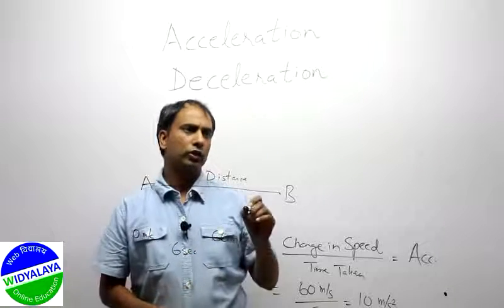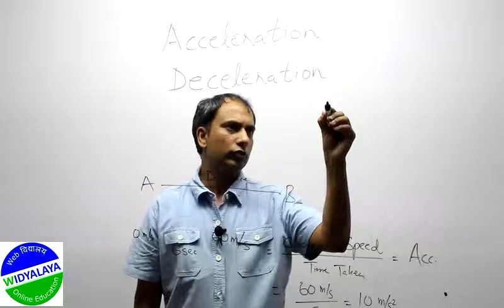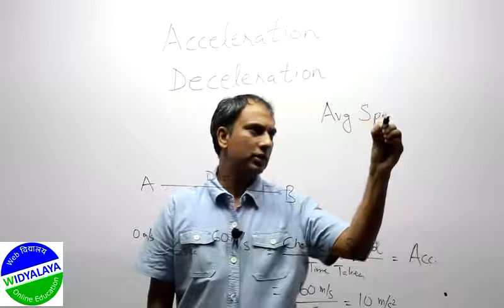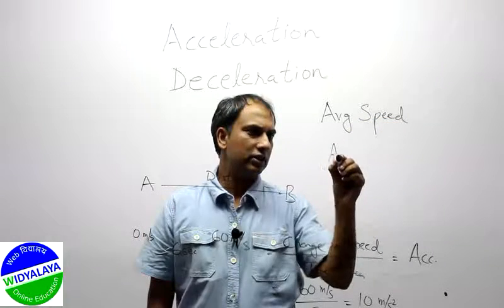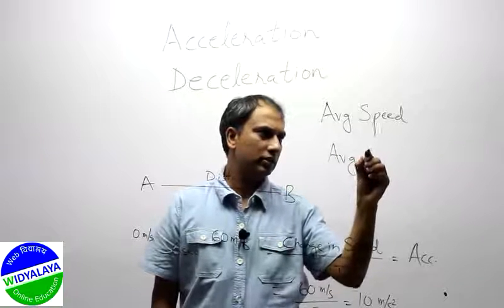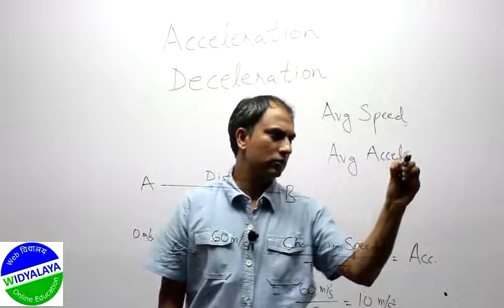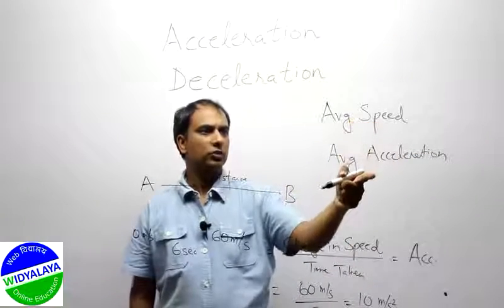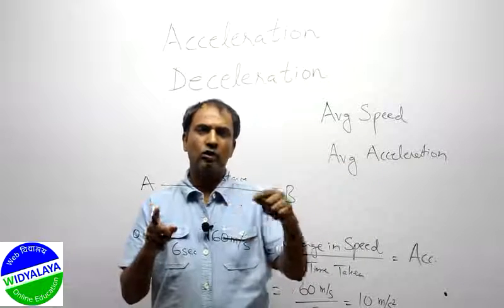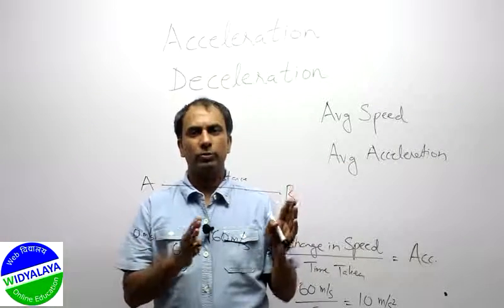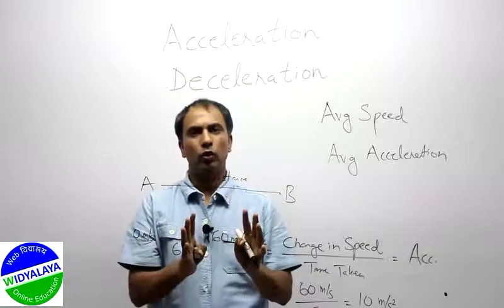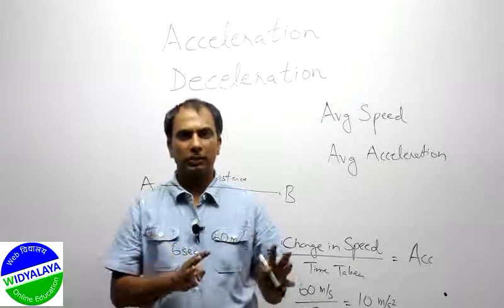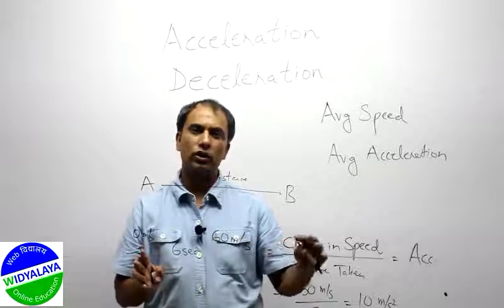Now there are two terms which you also need to know. One, which you know but you need to understand, is average speed and average acceleration. Both average speed and average acceleration ignore the in-between things. For average speed we look at the distance traveled divided by total time. Similarly, in average acceleration, we look at final speed minus the initial speed divided by the time. So we ignore what is going on in between.